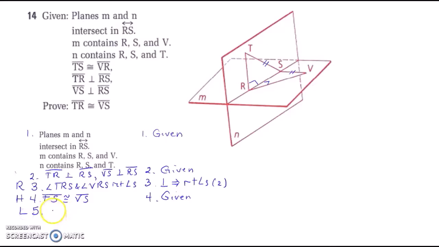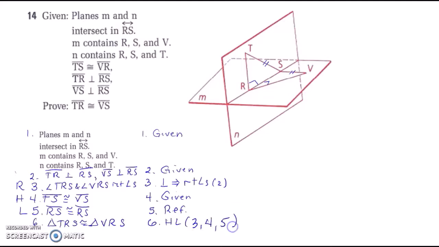And then I can find the leg RS congruent to itself by the reflexive property, which then would make triangle TRS congruent to triangle VRS by HL. And my right angles are in 3, my hypotenuse is in 4, and my leg is in 5. Now I can say the corresponding parts, segment TR, is congruent to VS.